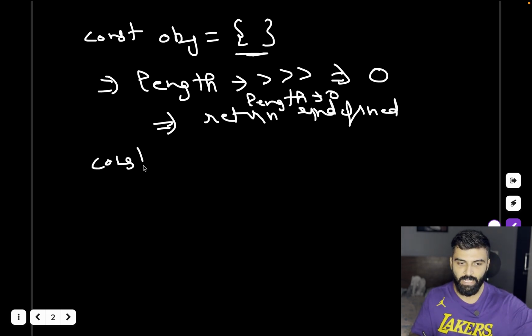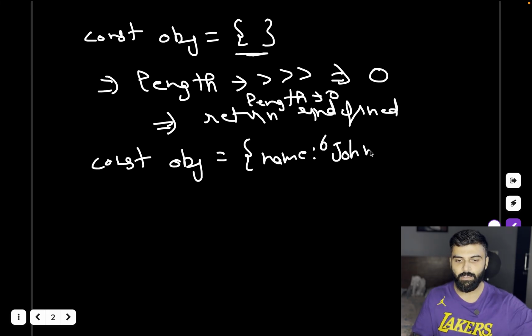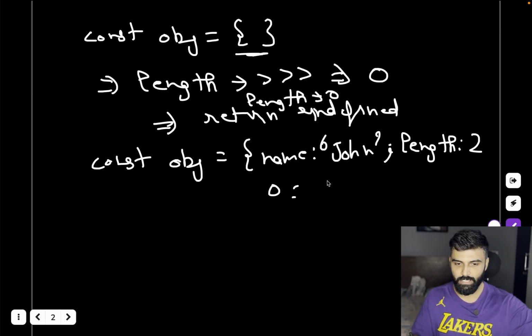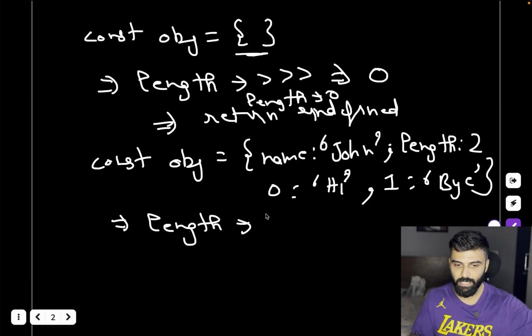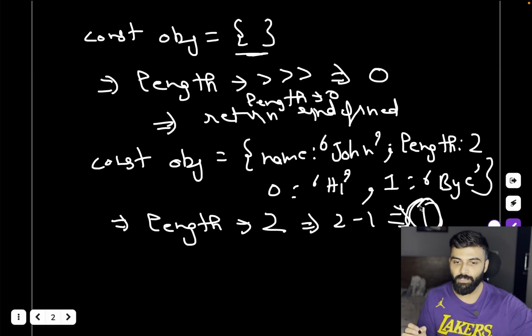Okay, but let's say I have an object which has name John, and it also has the property length, which is 2, and it has 0 as hi and 1 as bye, right? This is the object. So what will the pop method do? It will search for the length property. As I said, it will find out that it is 2, then it will do length minus 1, 2 minus 1, it will get 1, and then it will search for any property with the key as 1. It will find this key, right?